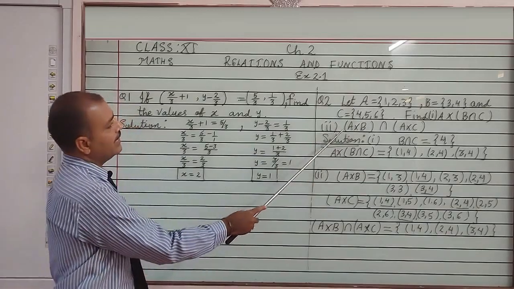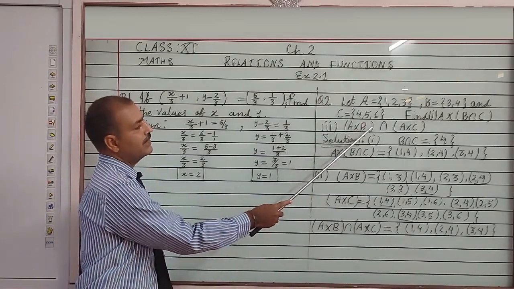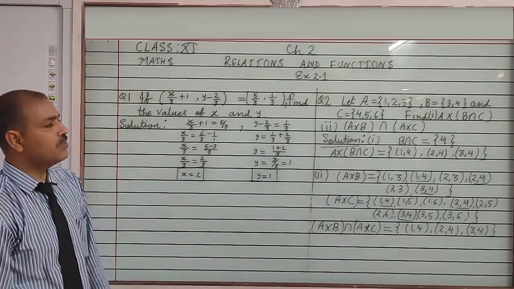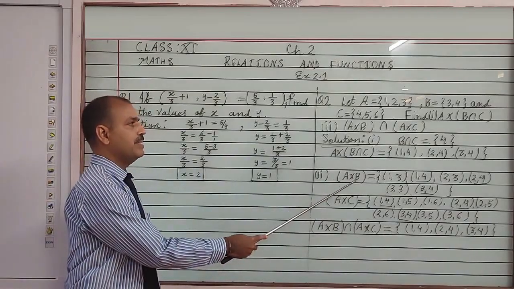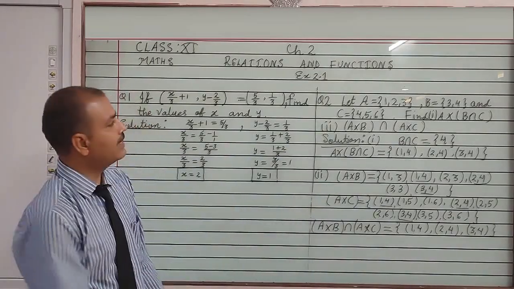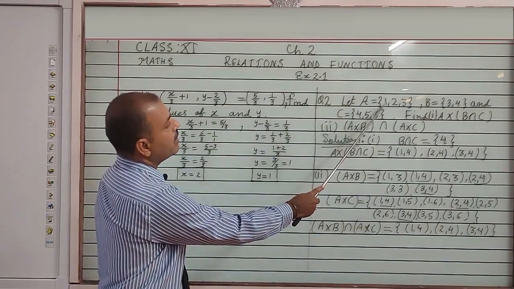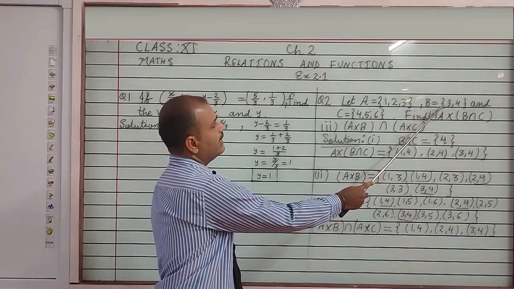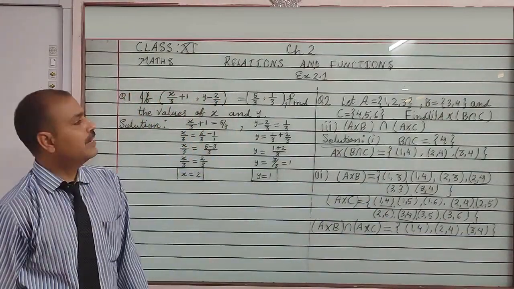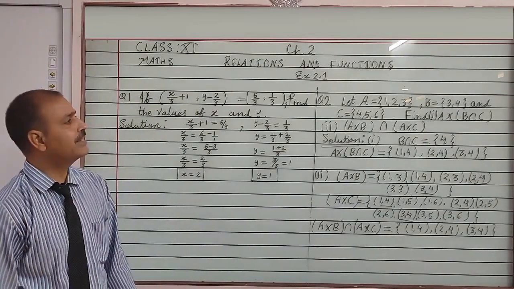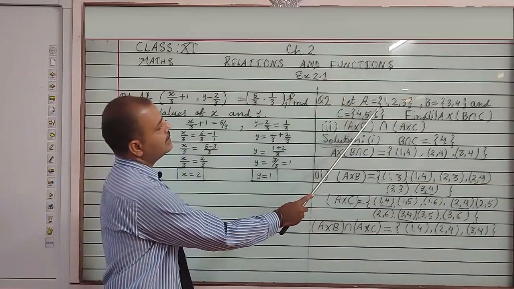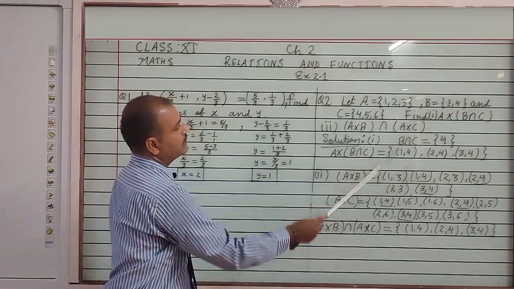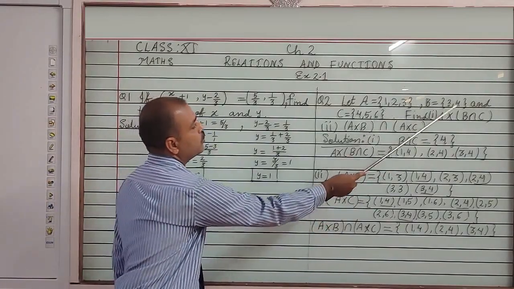The second part is (A × B) ∩ (A × C). We have to find the value of A × B. The value of A is {1, 2, 3} and the value of B is {3, 4}. So the Cartesian product of A and B is {(1, 3), (1, 4), (2, 3), (2, 4)}.